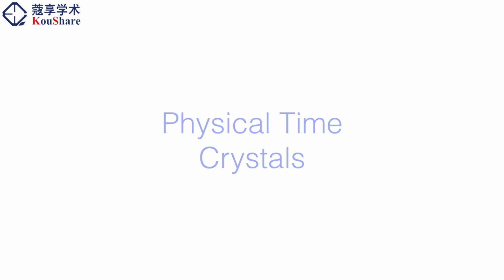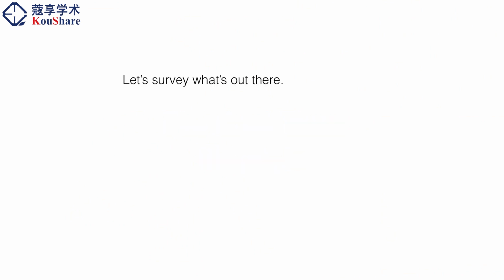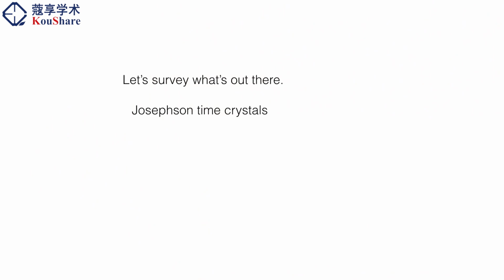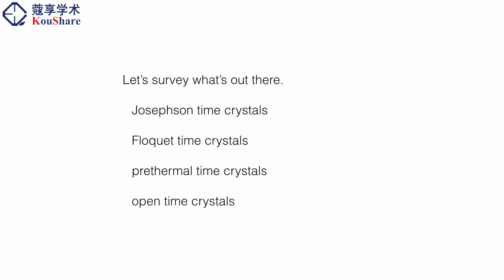So, let me discuss physical time crystals. I'll first survey what's out there and then make a more detailed, specific description of these new experiments. There are 3 classes, I would say, of existing time crystals that I want to discuss: Josephson time crystals, Floquet time crystals, and prethermal time crystals. And a 4th, open time crystals, which is closely related to the prethermal time crystals. I'll discuss all those in turn.